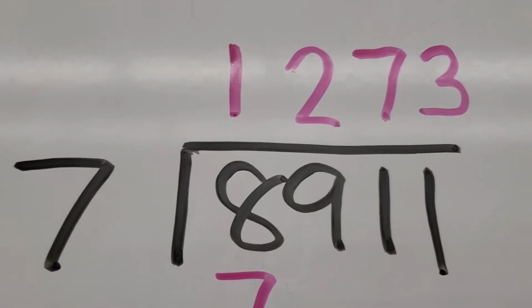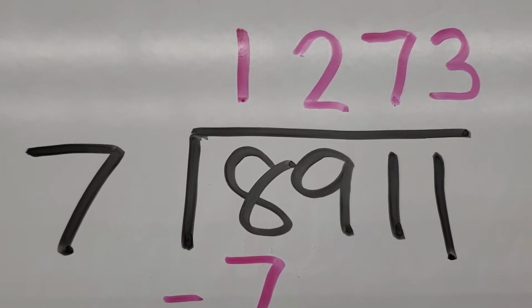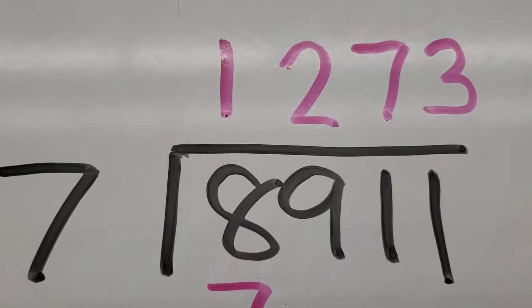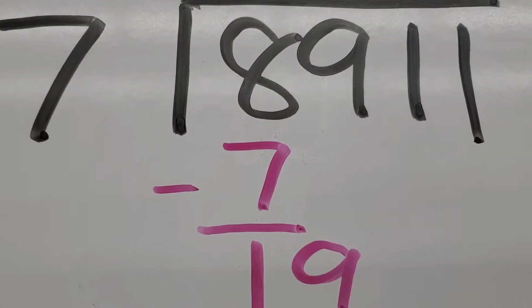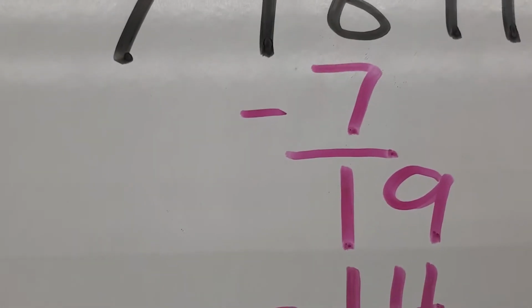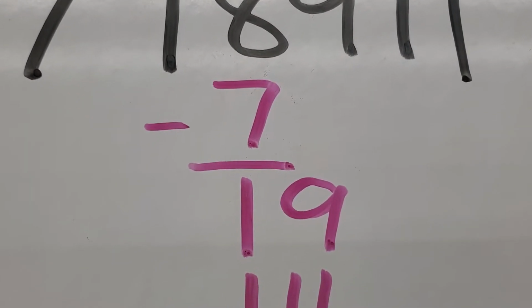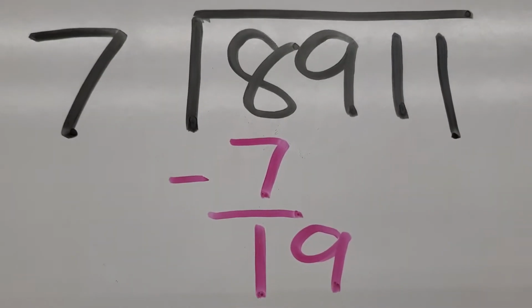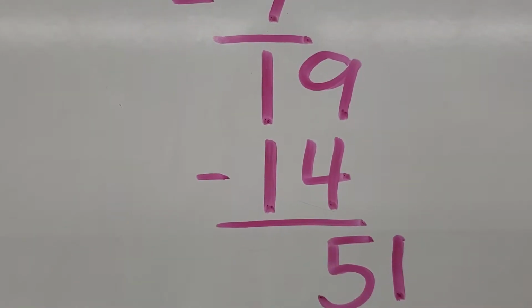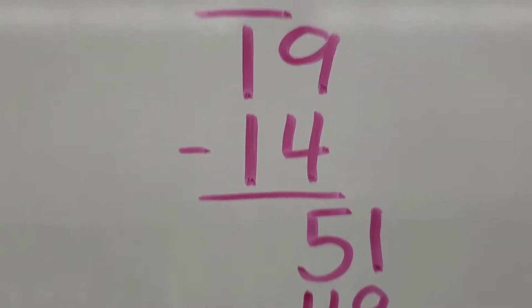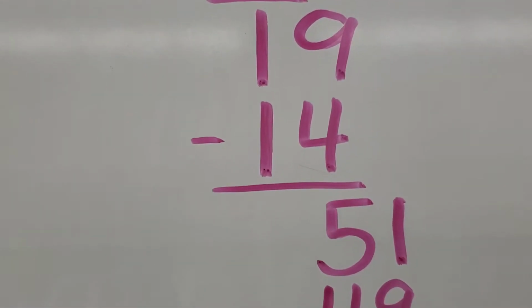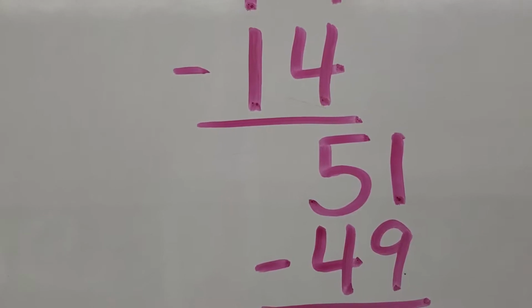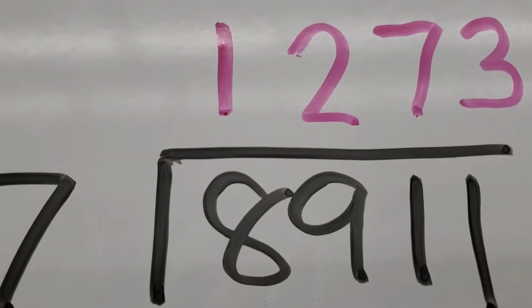On B, we have 8,911 divided by 7. First thing, obviously, we're going to go, how many times does 7 go into 8? It goes 1 time. Then we subtract 7 from 8. We get 1. We'll drop the 9. Now, how many times does 7 go into 19? Twice. 2 times 7 is 14. 19 minus 14 is 5. We're going to drop the 1 to become 51. 7 goes into 51 7 times. So our 7 goes back up here.